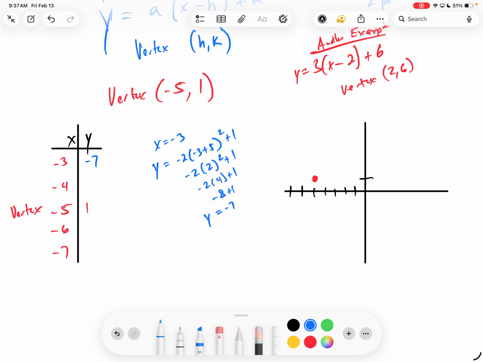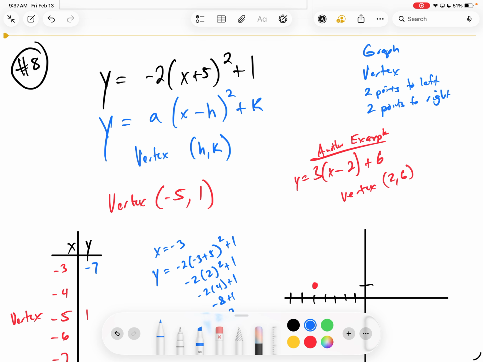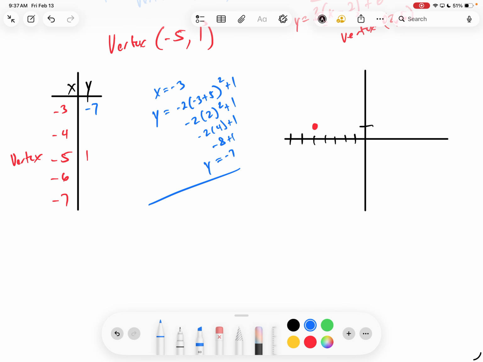Okay, go ahead and plug in. Wait, which way does this one open? It does open down because that's negative, right? So that does make sure, a little check to make sure you did it right. Now plug in negative 4. So y equals negative 2 times (negative 4 plus 5) squared plus 1. That would be negative 2 times 1 squared plus 1, negative 2 times 1, negative 2 plus 1, y equals negative 1.